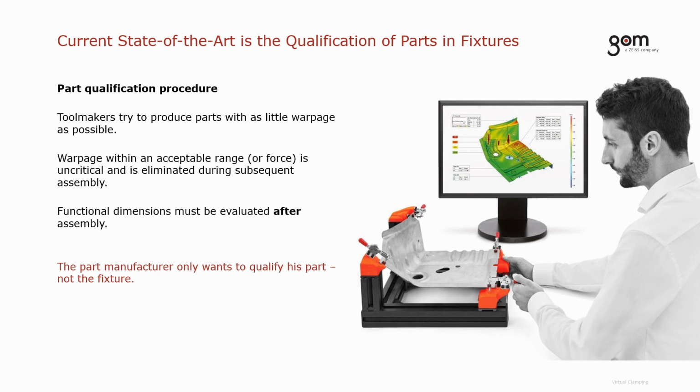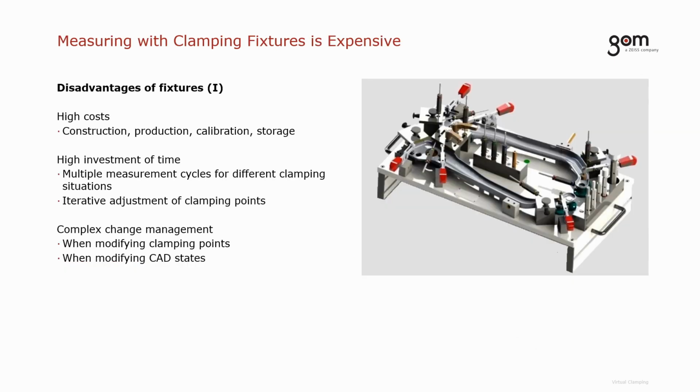But the part manufacturer only wants to qualify his or her parts, not the fixture. The problem with fixtures is the construction, production, calibration, and storage. You've got to take all these into consideration, and the costs are really high. The high investment of time comes in with multiple measuring cycles for different clamping situations and iterative adjustments of the clamping points. If they're bent, you have to fix them. Complex change management. Whenever a new revision level of a part comes out, now you have to change the clamp to meet that new iteration of that part and also modify the CAD model.